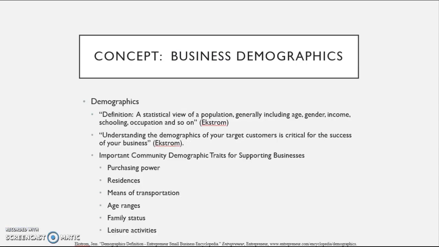So our next concept is business demographics, and demographics are simply a statistical view of a population, generally including age, gender, income, schooling, occupation, and so on. And as you can see, they go hand in hand because using demographics and understanding them is critical for the success of your business. And we have some important traits that go with supporting businesses. And now at this point, we will move over to JMP so we can see an example of a business demographics problem that JMP gave us to analyze in their sample data section.